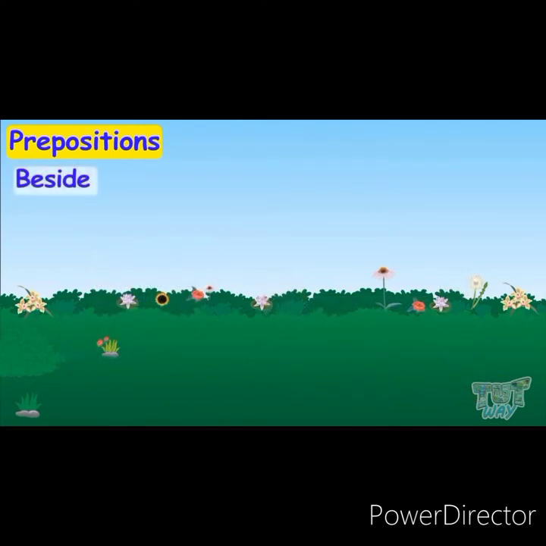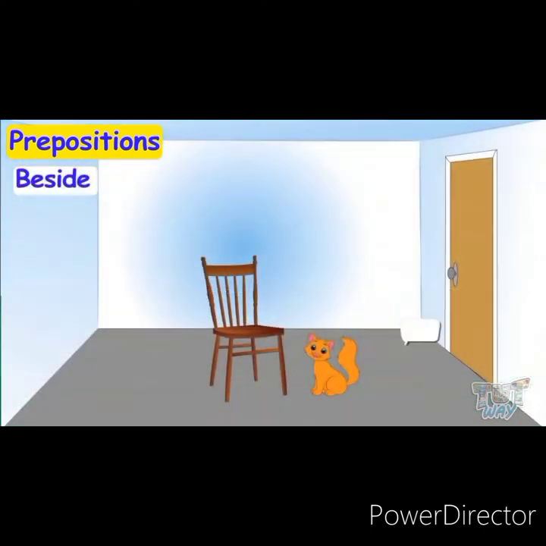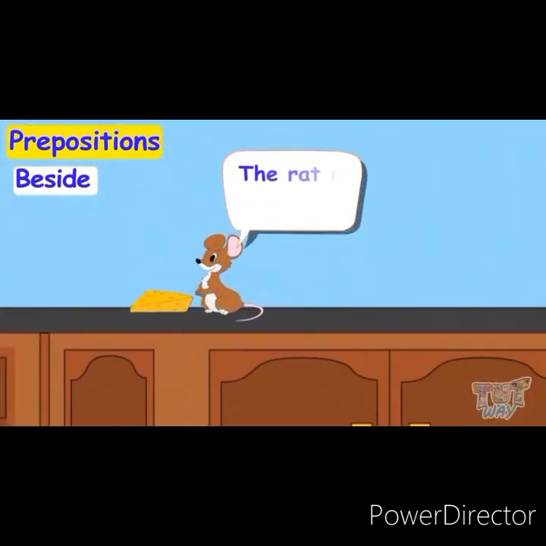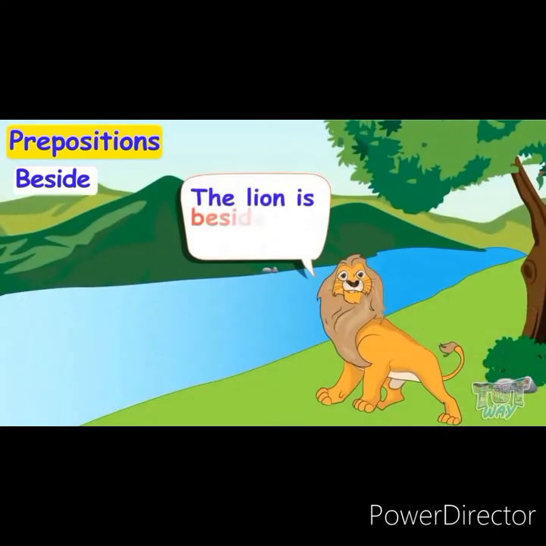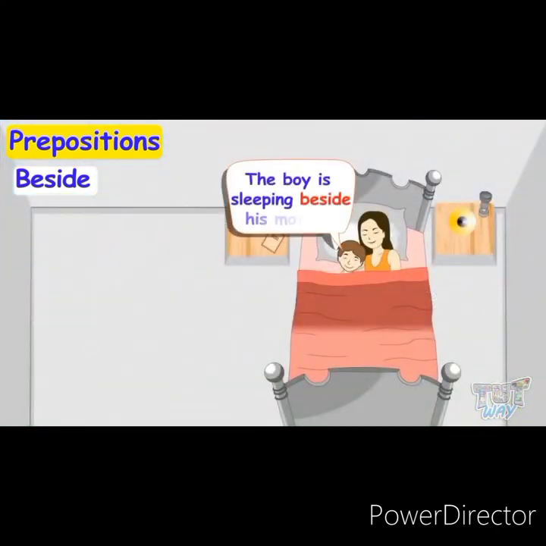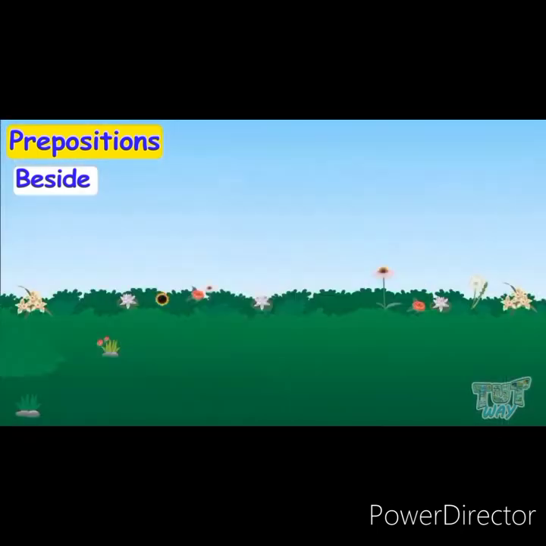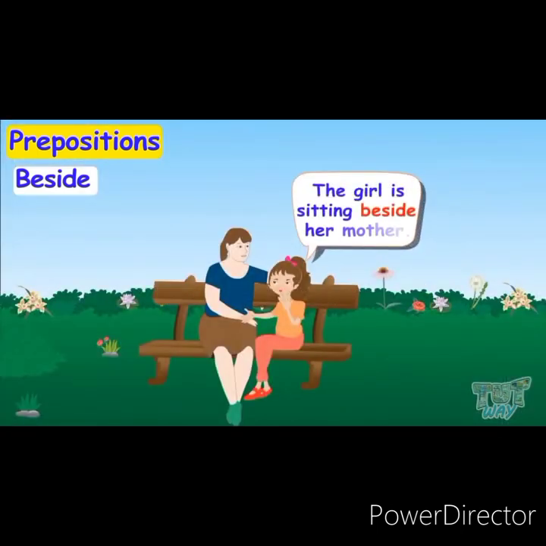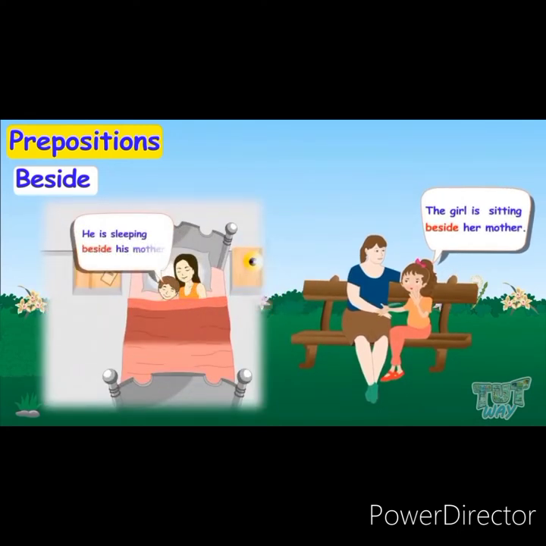Yes, students. Now we will understand the preposition beside. The cat is sitting beside the chair. The rat is beside the cheese. The lion is beside the river. The boy is sleeping beside his mother. The girl is sitting beside her mother. So here, children, you have understood the usage of the preposition beside.